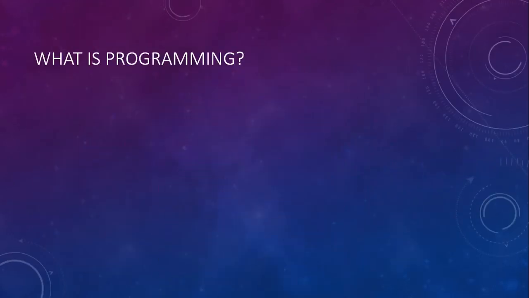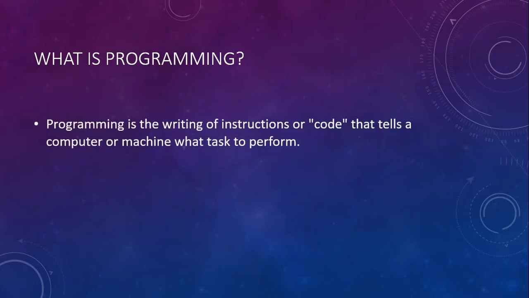So let's first start off by asking, what exactly is programming? How does that differentiate it from, let's say, coding? Because a lot of you have probably done some kind of coding through something like Scratch or Tinker or some other kind of app to get a little bit of experience of how some of these different logical operations work. Well, programming is the writing of instructions or code that tells a computer or machine what task to perform. This is very different from that of coding.